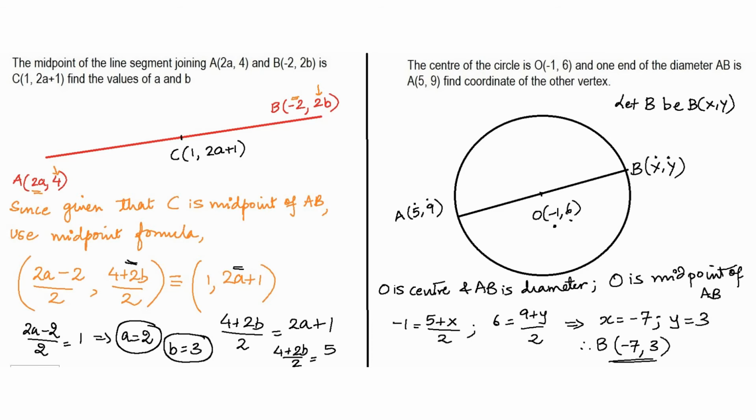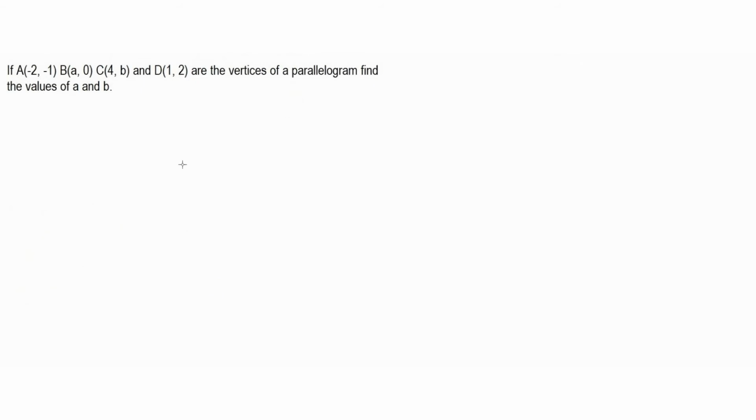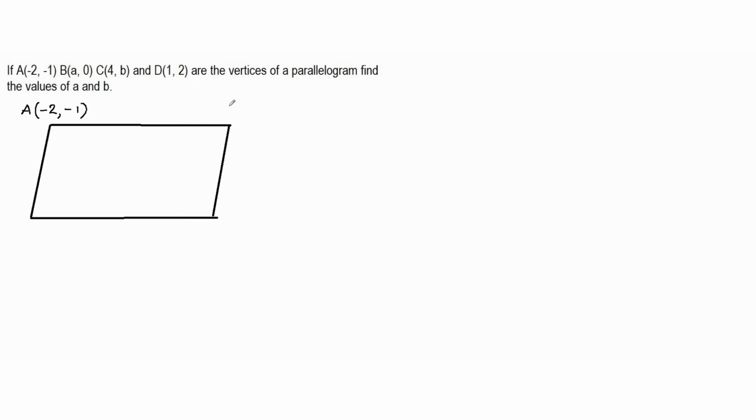Moving on to the next question. Let us consider the following question. It is given that these 4 points are the vertices of a parallelogram. So let us draw a parallelogram. We have to find the values of a and b. So what are the vertices? The vertex A is (a, -2, -1)... the vertex A is (-2, -1). The vertex B is (a, 0). The vertex C is (4, b). And the vertex D is (1, 2).